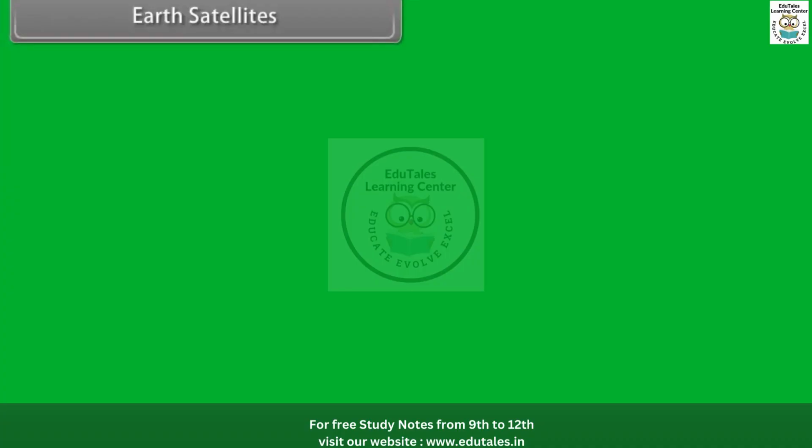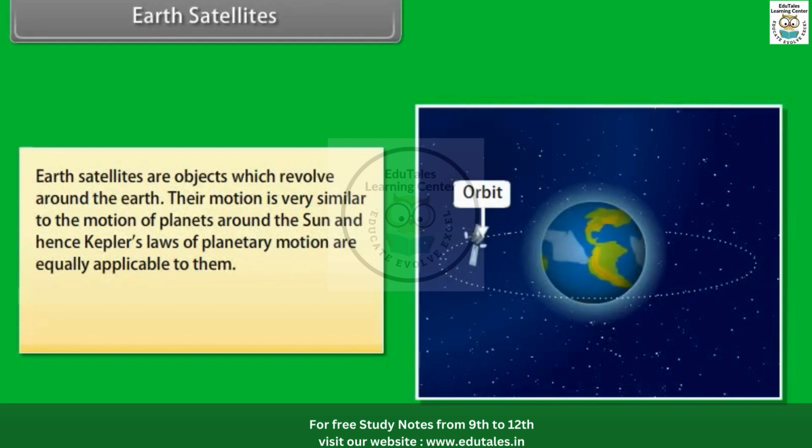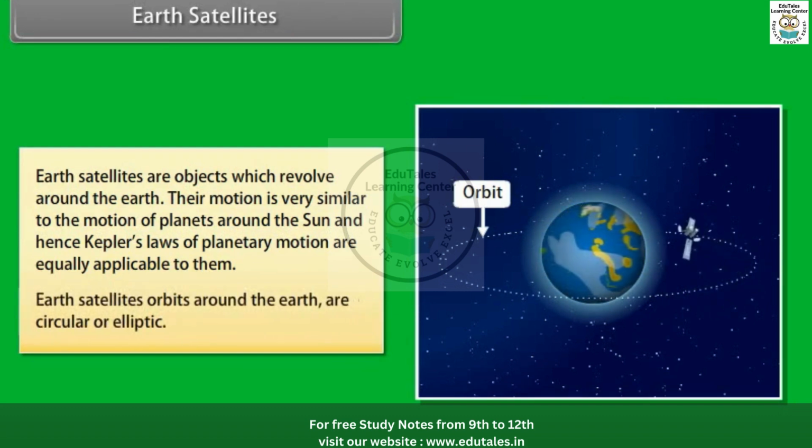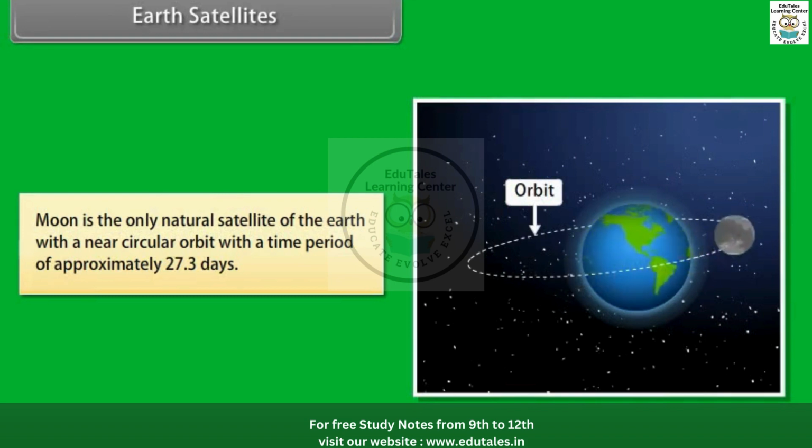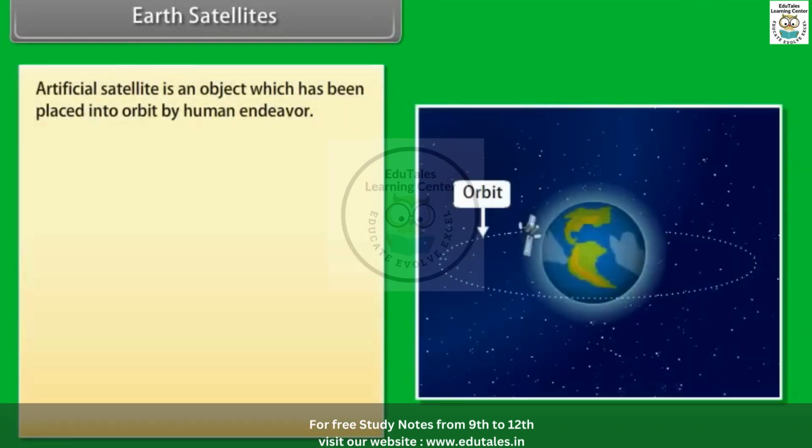Earth satellites. Earth satellites are objects which revolve around the Earth. Their motion is very similar to the motion of planets around the Sun, and hence Kepler's laws of planetary motion are equally applicable to them. Earth satellites' orbits around the Earth are circular or elliptic. The Moon is the only natural satellite of the Earth with a near circular orbit with a time period of approximately 27.3 days. An artificial satellite is an object which has been placed into orbit by human endeavor.